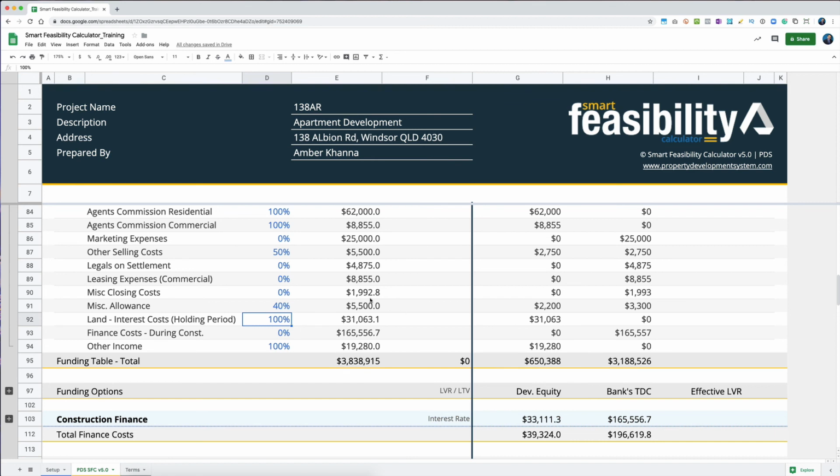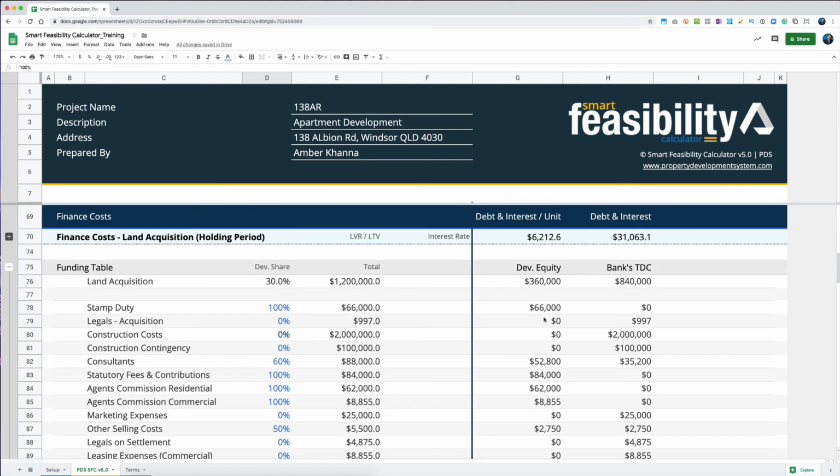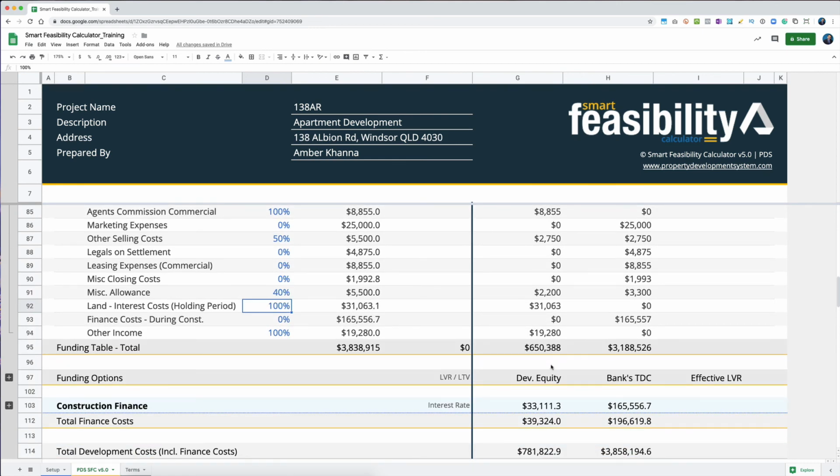So although your total expense to do this development is 3.8 million, you'll see that the bank is only considering 3.1 million as the total amount of money that they will consider as the total development cost, because in the next video we will calculate what is the maximum amount that we can borrow based on this number, because you need to come up with that number. So now you know that 650,000 of that you have to come up with. And in the next video I'll show you what an effective LVR is as well.